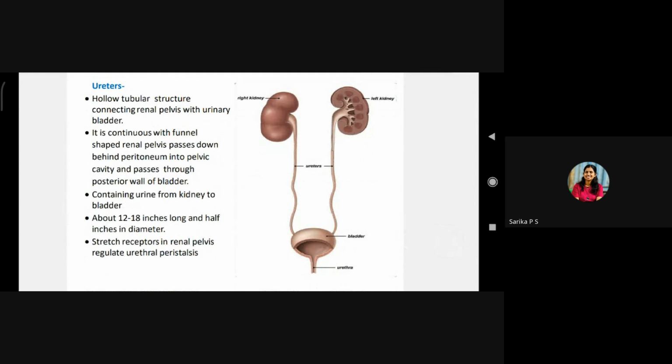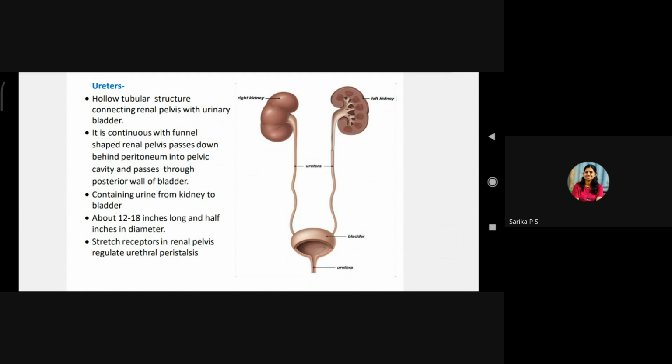Ureters are hollow tubular structures connecting the renal pelvis with the urinary bladder. So you can see two tubular structures connecting the kidney to the urinary bladder. Those tubules are the ureters. It continues with the funnel-shaped renal pelvis, passes down behind the peritoneum into the pelvic cavity and passes through the posterior wall of the bladder. So where are they connecting to the bladder? Through the posterior wall of the bladder.